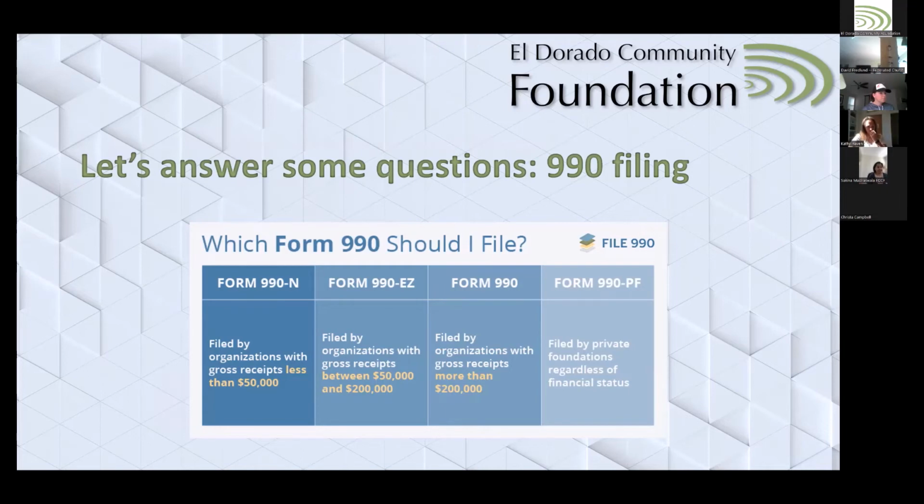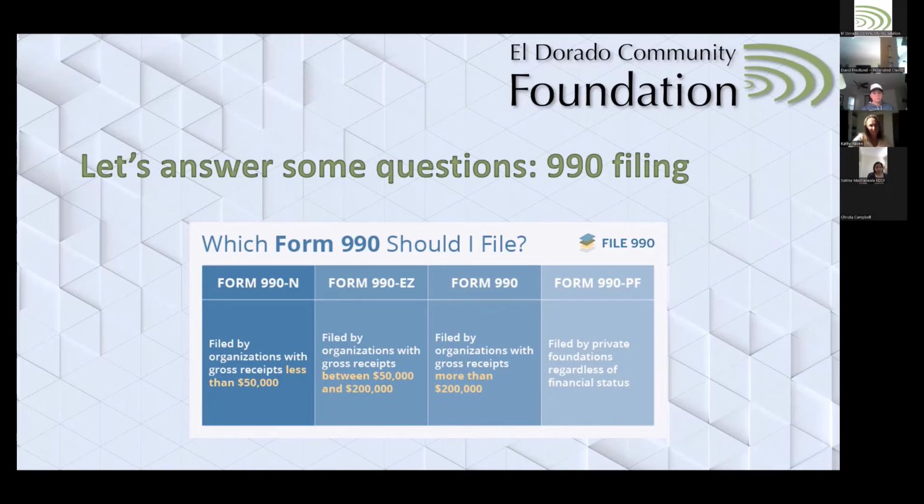Form 990-EZ is for anyone who has gross receipts between $50,000 and $200,000. So somebody who has less than $200,000 but greater than $50,000 can do this. And remember, this is not net, this is gross receipts. So if you've received donations of more than $50,000, you've got to file this. If you would like to, you can also file the full Form 990. You don't have to do the EZ form, but obviously the 990-EZ is the easier form, and people do attempt doing that.